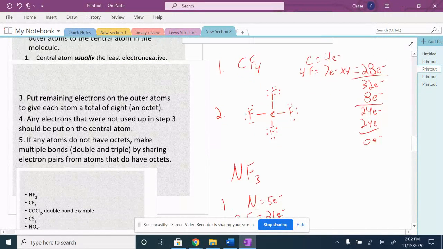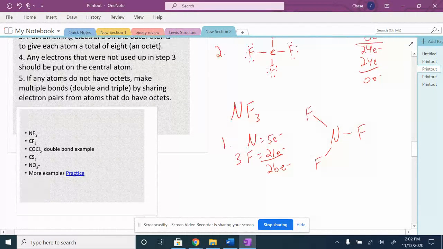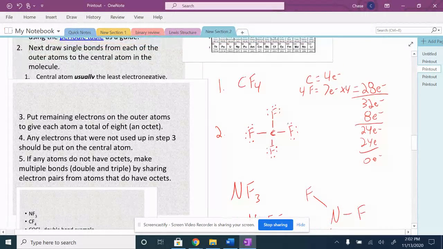Step number 2 is to put that first element in the middle. And for now, you can just kind of evenly space them out and draw single bonds to each. So now I've used up 2, 4, 6 electrons because each line represents 2. So I have 20 electrons left.